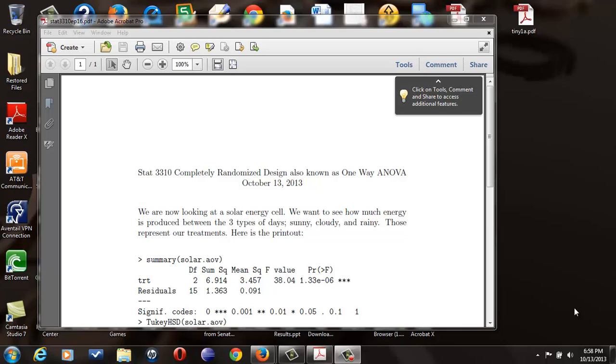Hello again. Here's a completely randomized design, and this is going to be one from the printout. We'll do one from the data set in a little bit. So we're going to look at a solar energy cell. We're going to see how much energy is produced between the three types of days: sunny, cloudy, and rainy. These represent our treatments.